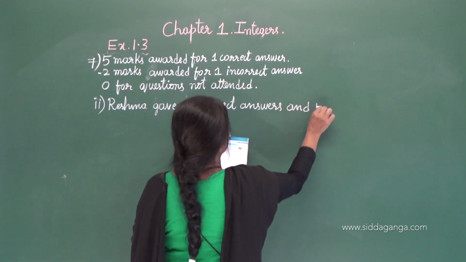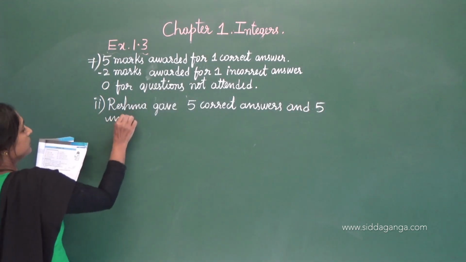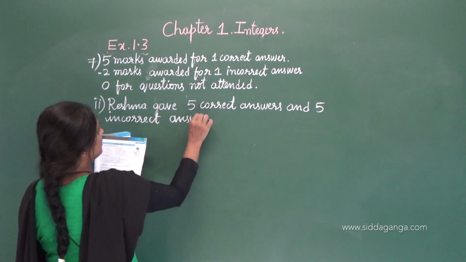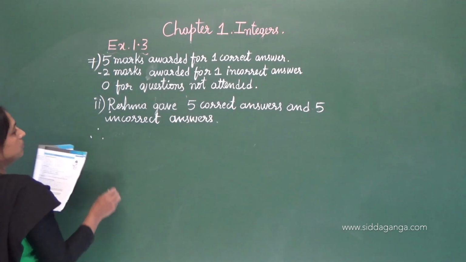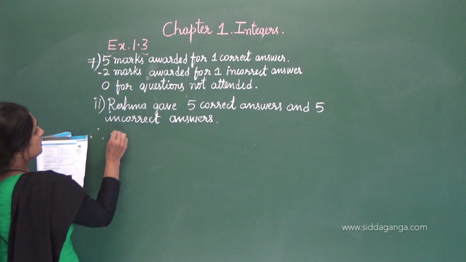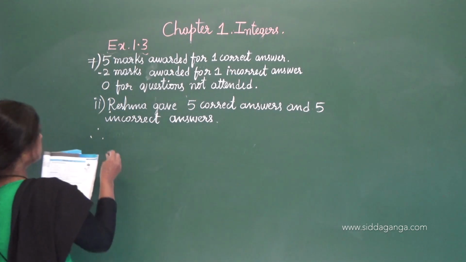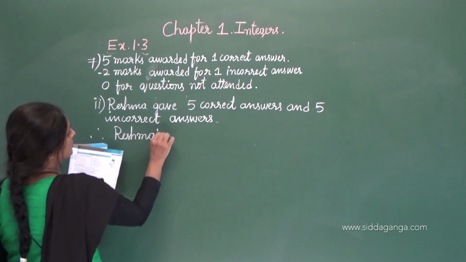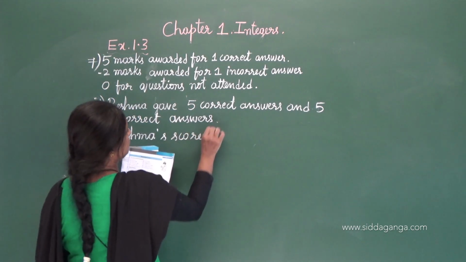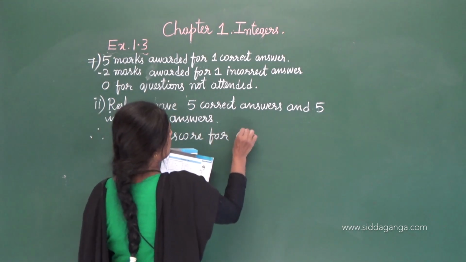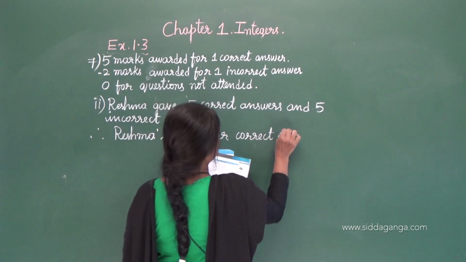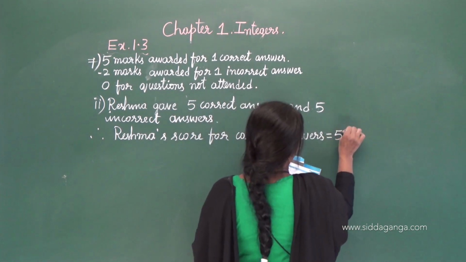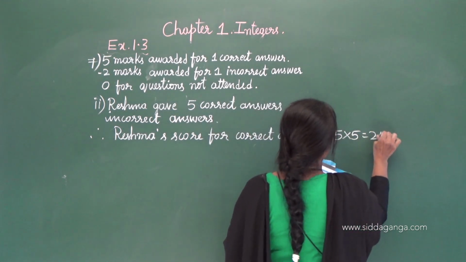And 5 incorrect answers. Okay, therefore Reshma's score for correct answers is equal to 5 into 5, that is equal to 25.